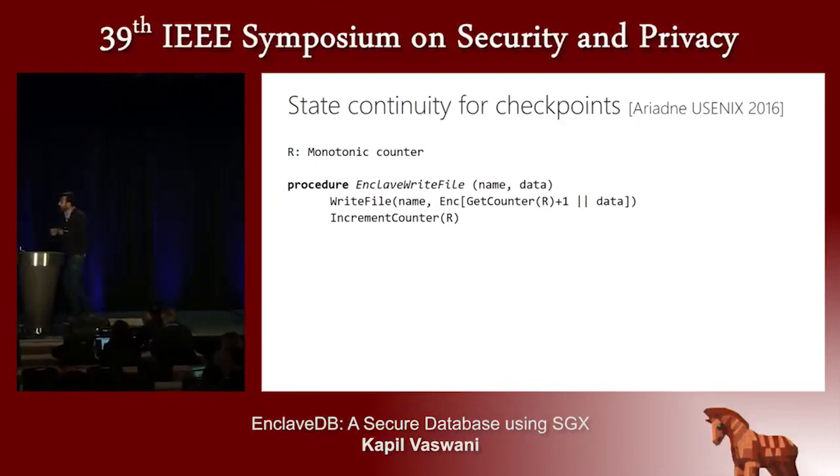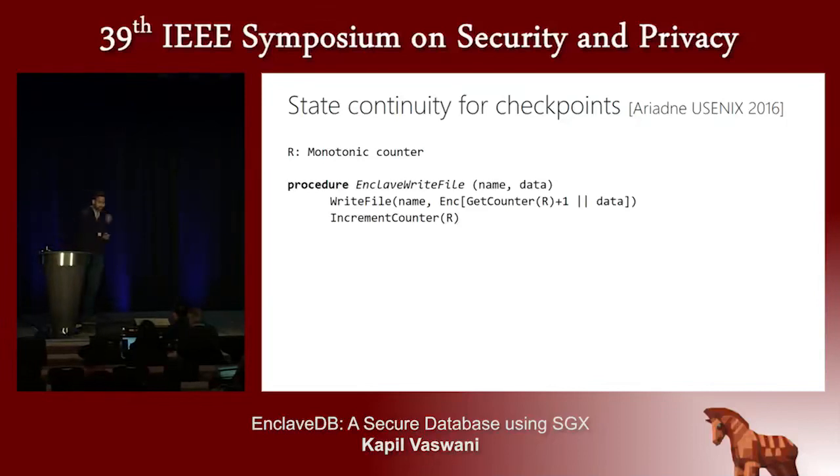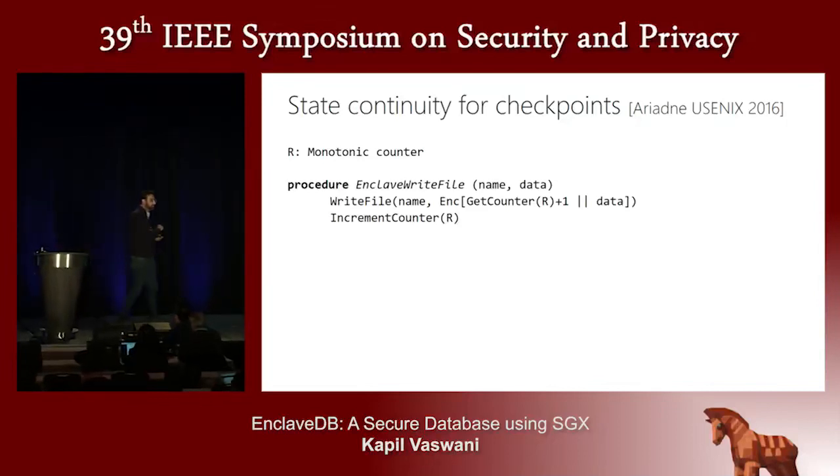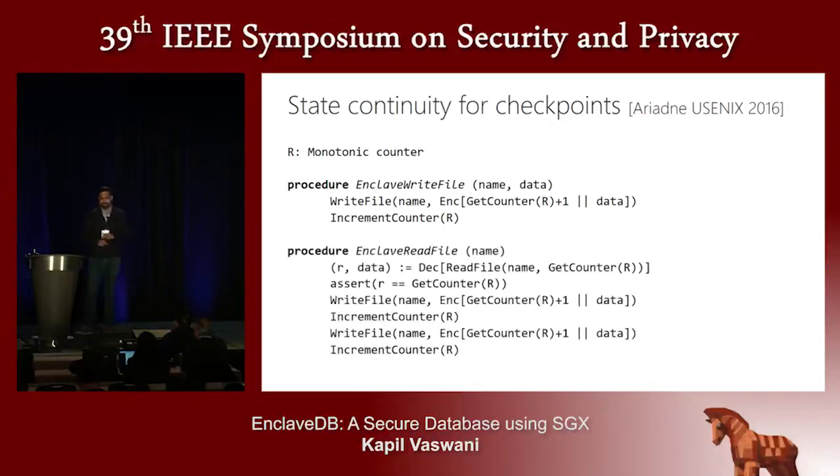The problem with this scheme, with incrementing the counter after writing the file, is that if there's a failure after the file has been written, then the adversary has a copy of the file which corresponds to the next version of the state, but the counter hasn't been incremented. And the adversary can use that next version of the file to fork the database at some point later. To prevent these attacks, the read file process from within an enclave does the following.